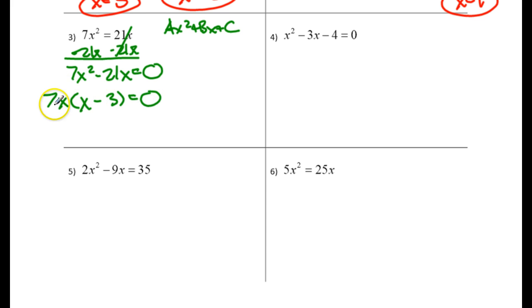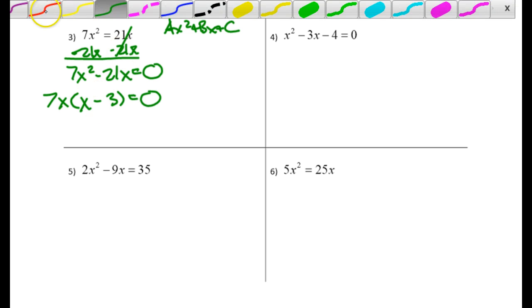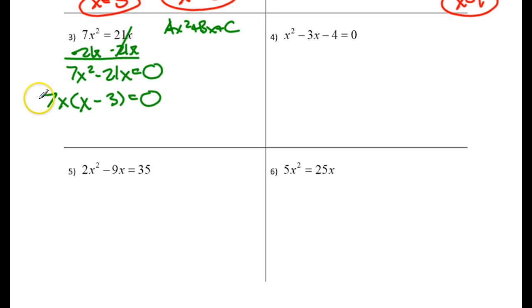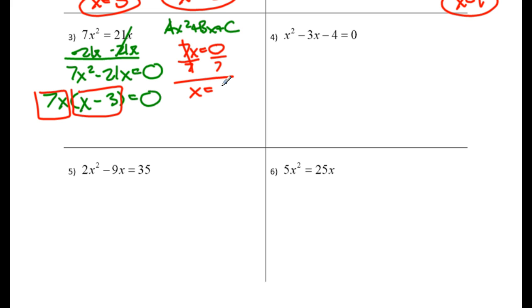So this is the factor for this one. It's one monomial, one binomial. I'm still going to split these apart. I'm going to take this and set it equal to 0, and this and set it equal to 0. So here, 7x equals 0. To solve for x, the opposite of multiply by 7 is divide by 7. And remember, 0 divided by anything is 0. Then I take the second one, x minus 3 equals 0. Add 3, x equals positive 3.